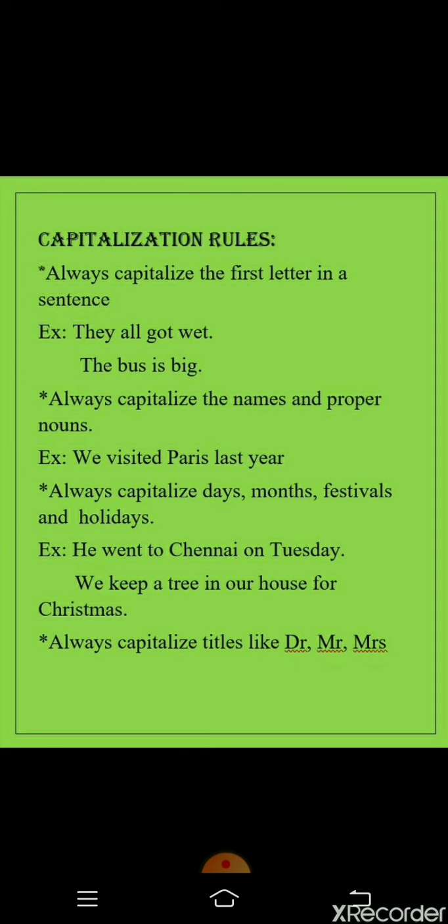So the fourth rule is always capitalize titles like doctor, Mr., Mrs., Miss, or engineer or professor. When we give a title, we capitalize it. The first letter should be a capital letter. For example, now look at this sentence. All the rules are here in this sentence itself. Last Friday I went to Dr. Jones for a checkup. Now last is the first word in the sentence, so it is starting with L. Friday is the day, so we are starting it with a capital letter.